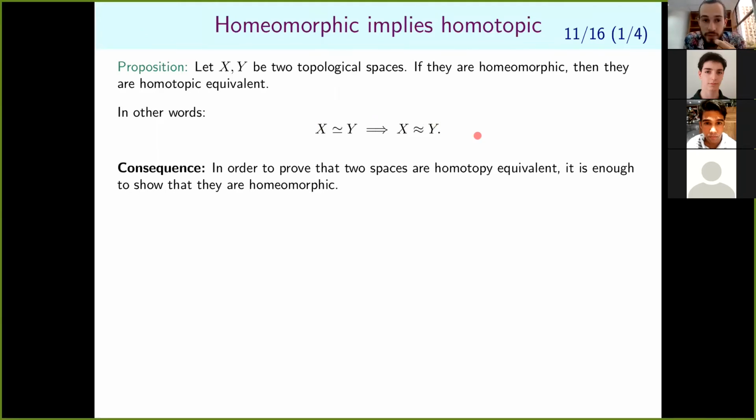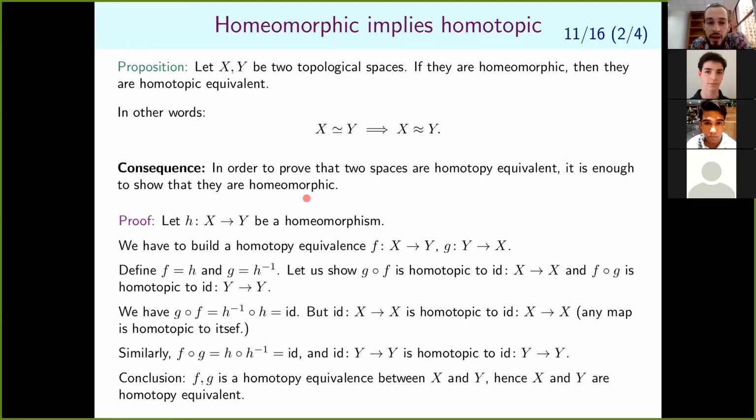And a direct consequence of that is that if you want to prove that two spaces are homotopy equivalent, it is enough to prove that they are homeomorphic. Okay? Let's prove that. I take two spaces, X and Y, and a homeomorphism between them, H. I want to prove that they are homotopy equivalent. So I have to build a homotopy equivalence.